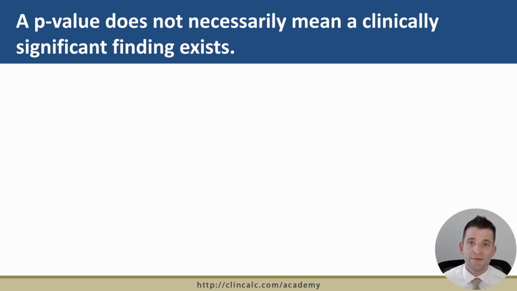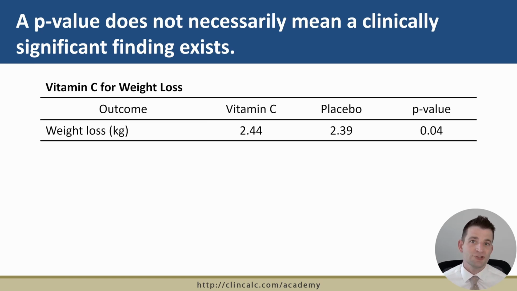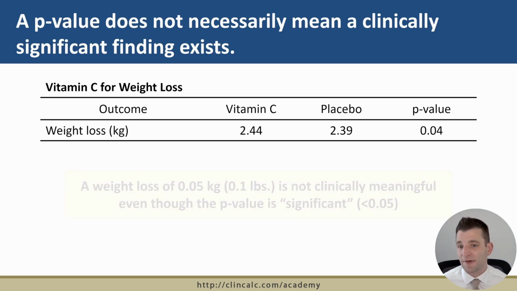Now, the other thing a p-value does not tell you necessarily is whether the difference you observe is clinically significant. So imagine a study that looked at vitamin C for weight loss versus placebo, and the weight loss was 2.44 kilograms in vitamin C and 2.39 kilograms for placebo with a significant p-value. So a p-value of 0.04 is less than 0.05, so we would say that this is a statistically significant finding.